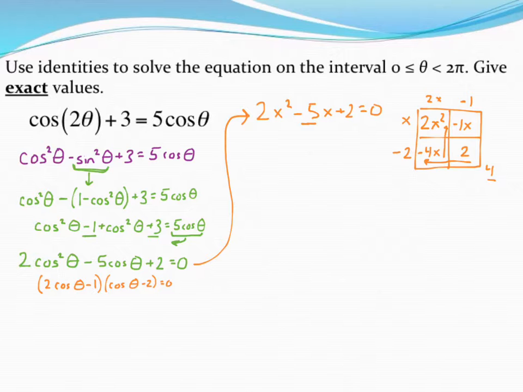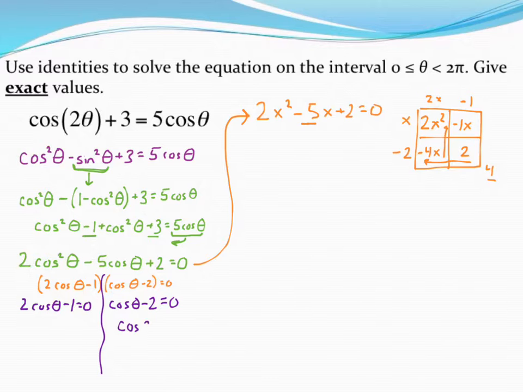Since each of these factors are multiplied together to equal 0, I know that one of the two factors itself must be 0. So either 2 times the cosine of theta minus 1 is 0, or cosine theta minus 2 is equal to 0. And so I'll want to solve each of these equations. So let's actually start with the part on the right.